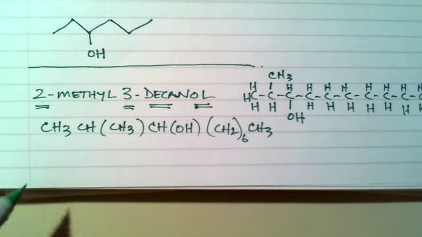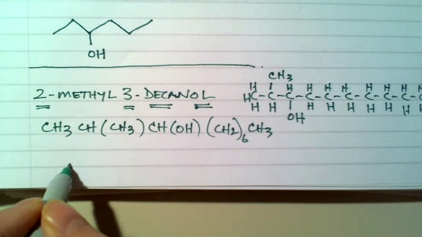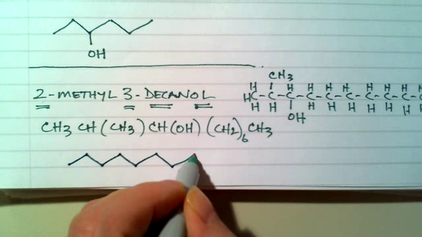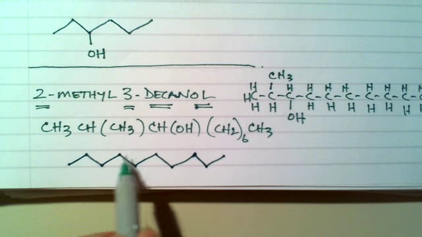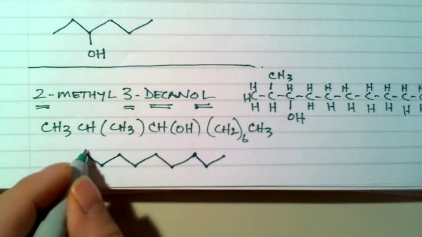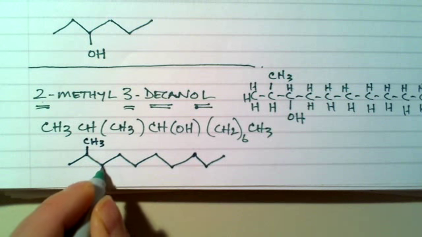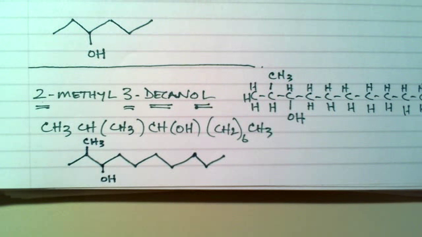And our last line angle drawing is going to have 10 carbons in it. 1, 2, 3, 4, 5, 6, 7, 8, 9, and 10. And again, on carbon number 2, I have a methyl, so I'll put that one up. On carbon number 3, I have an OH, and I'll point it down. And that's it. Those are all our examples.